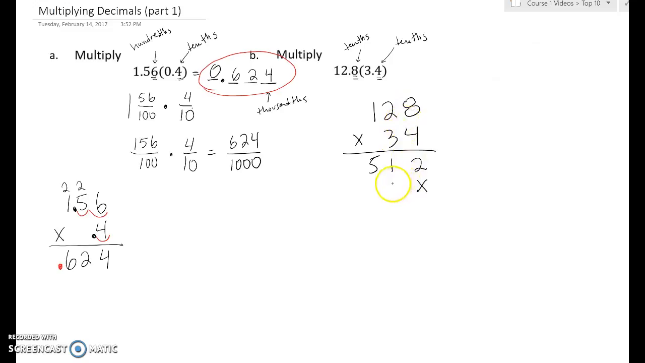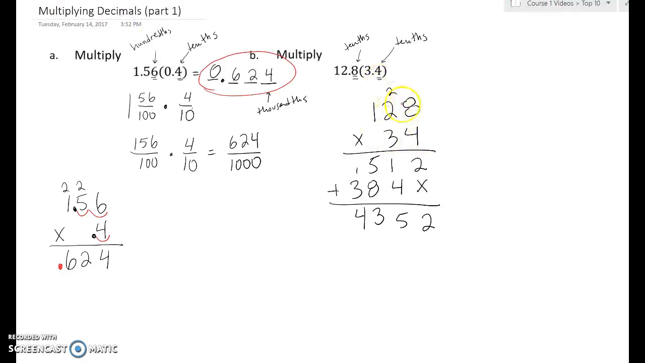3 times 8 is 24. 3 times 2 is 6, plus 2 is 8, and 3 times 1 is 3. Add all these together, I get 2 plus 0 is 2, 4 plus 1 is 5, 8 plus 5 is 13, and 3 plus 1 is 4. Now, that is not my answer. The question was not what's 128 times 34.